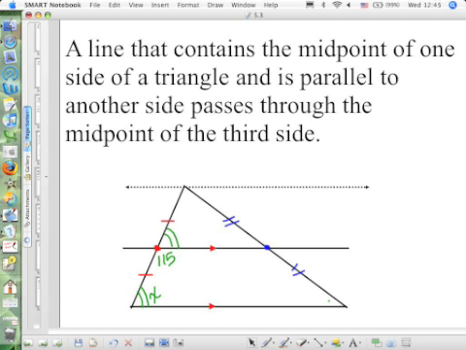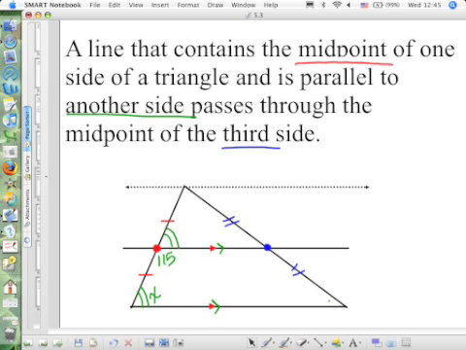What's the midpoint of that one side of the triangle? The midpoint of one side would be this. Parallel to another side would be this one. And the midpoint of the third side would be this. But the fact is, you can draw that line anywhere on that triangle.